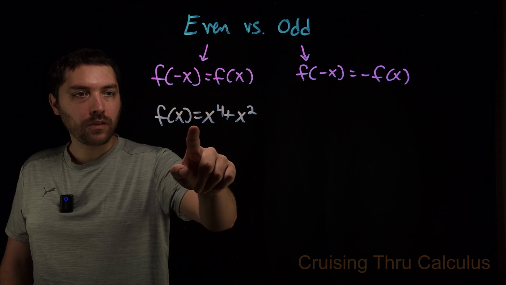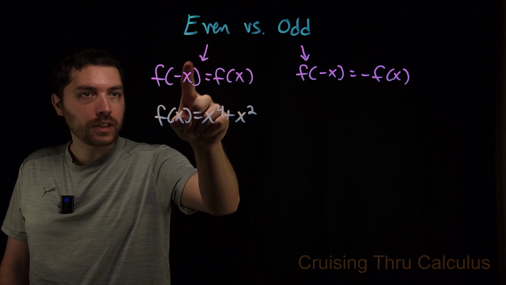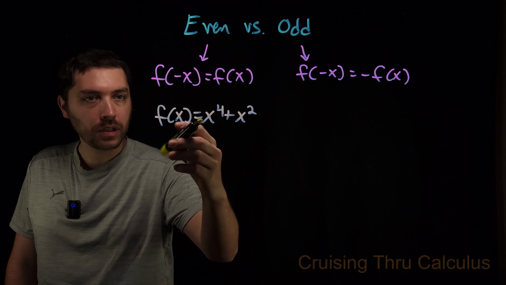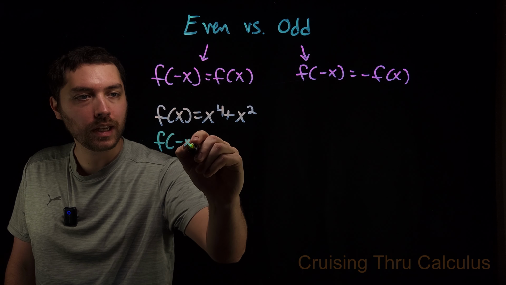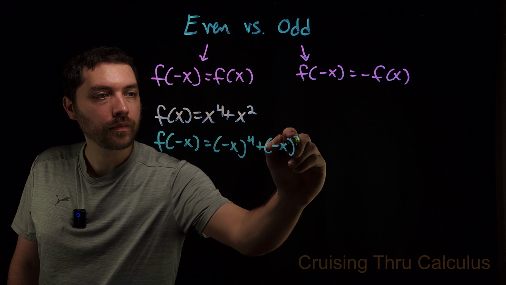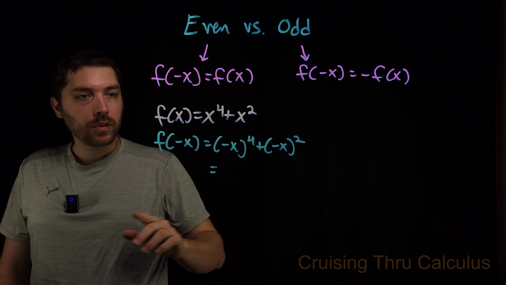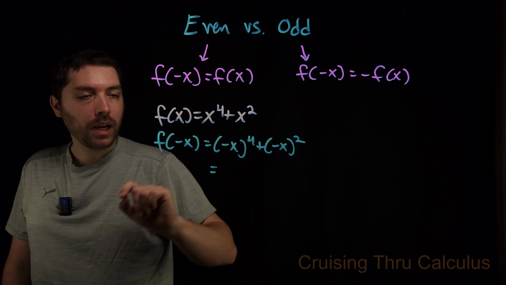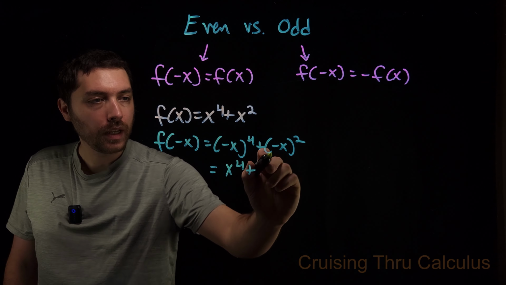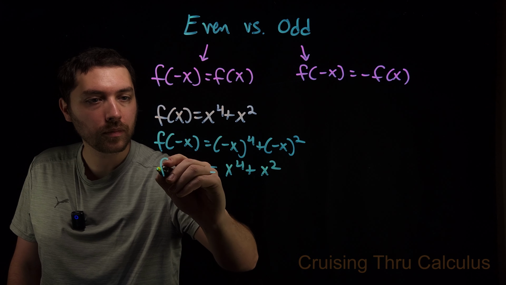Consider this function here, f of x equals x to the fourth plus x squared. What we have to do, either if it's even or odd, is take x and replace it with negative x. So that's actually what I'm going to do here. I'm going to take x and replace it with negative x here. Now I'm going to try to simplify it. For example, if you take a negative number and raise it to an even power, that'll make it positive again. So this is really just x to the fourth here. And the same thing will happen over here because you're squaring it, like this.